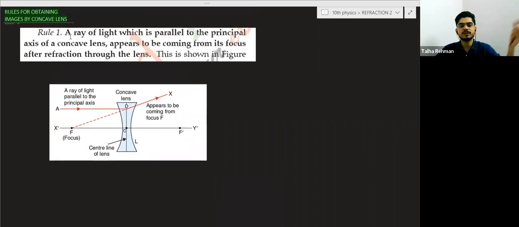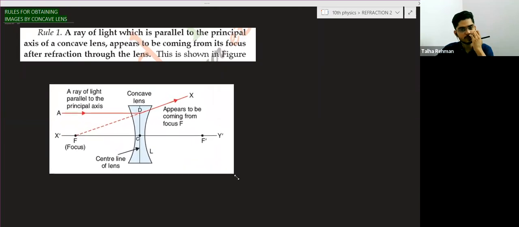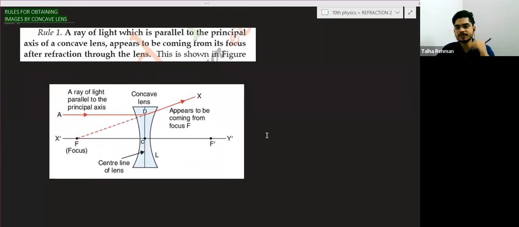So the first rule is: a ray of light which is parallel to the principal axis of a concave lens appears to be coming from its focus after the refraction through the lens. See, this is the focus, and the ray appears to come from it. You can see this in the figure also. So this is rule number 1. These are simple rules, like the ones we studied for the convex lens. So now, rules for the concave lens.